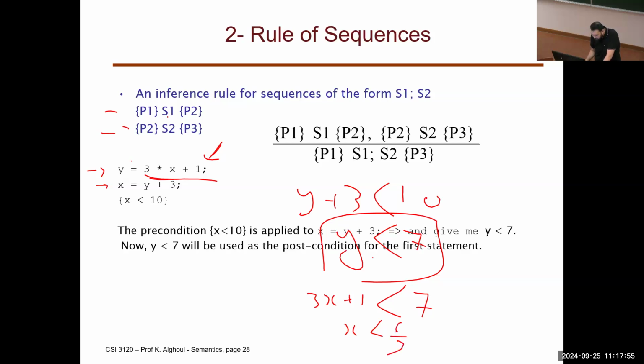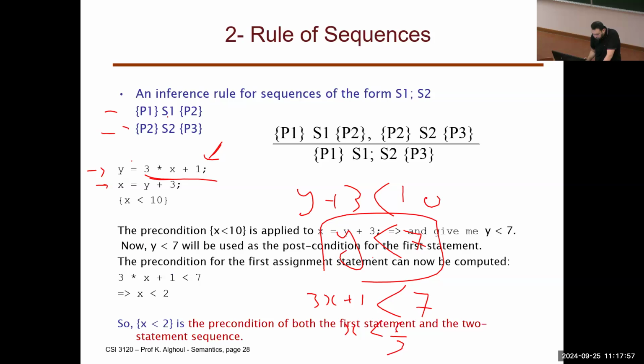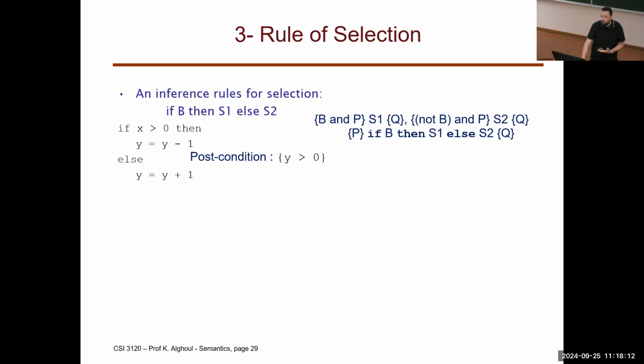correct? And then now x less than 2 will be the precondition for both. So this is called rule of sequences. So that's how I work. If I give you 5 sequences, you start with the last one always, not the first one, the last one, and you go backward.